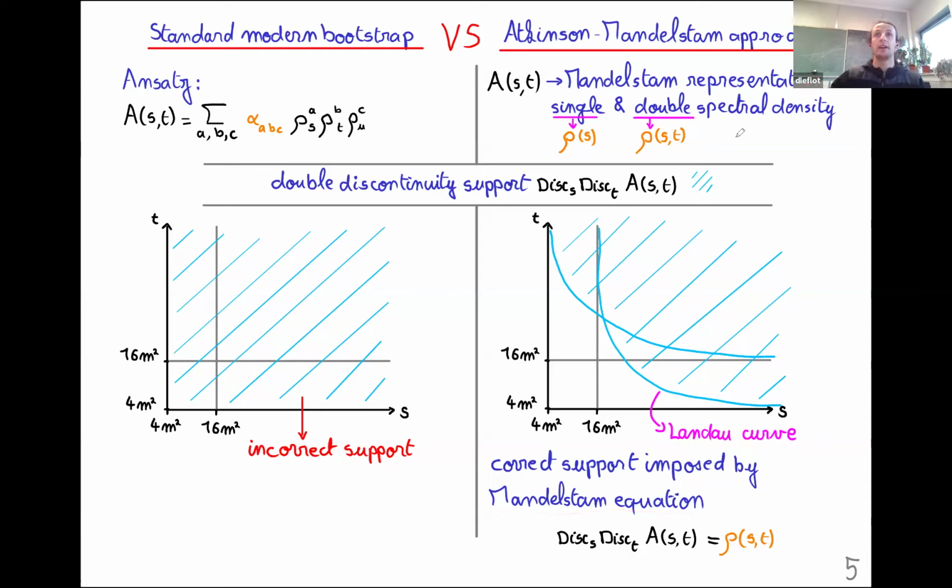So the idea is that using this Atkinson-Mandelstam approach, we are working with the double spectral density, which is in fact equal to the double discontinuity of the amplitude. And because we are solving the Mandelstam equation, we will have the correct double discontinuity support. So the fine structure of the amplitude will be better described by this approach. But we have to solve a nonlinear equation, such as the Mandelstam equation.